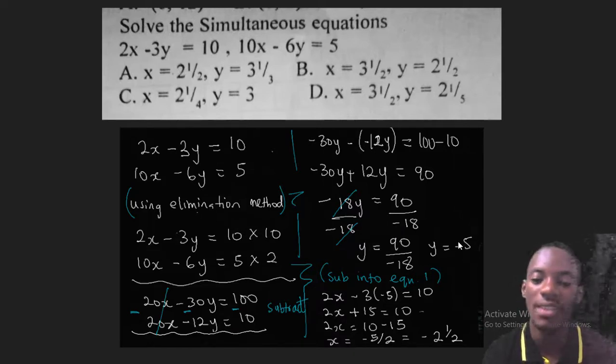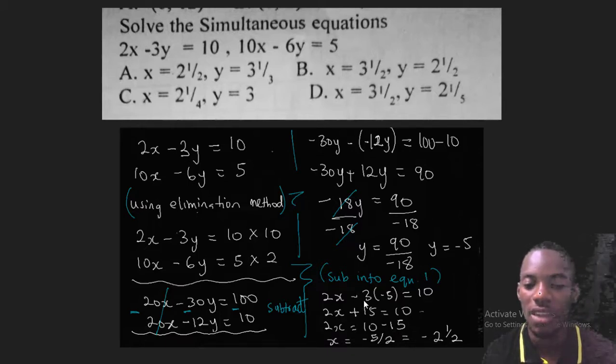Now plug in your answer for y into any of the equations, whether equation 1 or 2. So I chose to use equation 1 because the numbers are not big. Now plug in y equals minus 5 into equation 1. That will give me 2x minus 3 times minus 5, because y is minus 5. So this is the equation I'm working with. So I replace the y with minus 5.